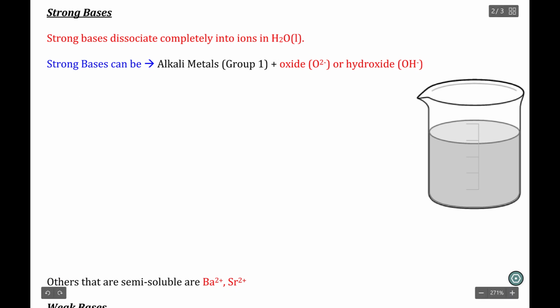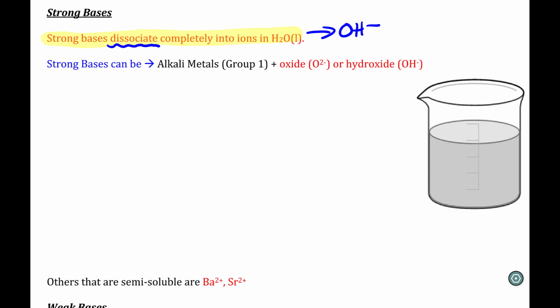Strong bases have a very similar definition to strong acids, just slightly different wording. It says strong bases dissociate completely into ions in water. Of course, this would have to produce hydroxide ion. Now, the difference in word is dissociate. Strong bases don't need to ionize because there already are ions. So ionization is the process of creating ions. Strong bases are ionic compounds that when they are dissolved in water, they dissociate into ions that produce hydroxide.